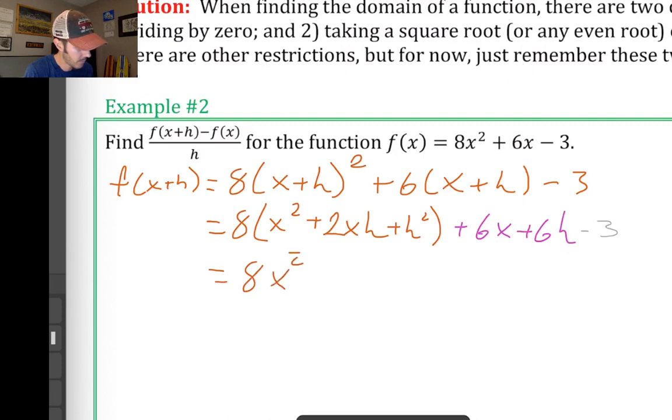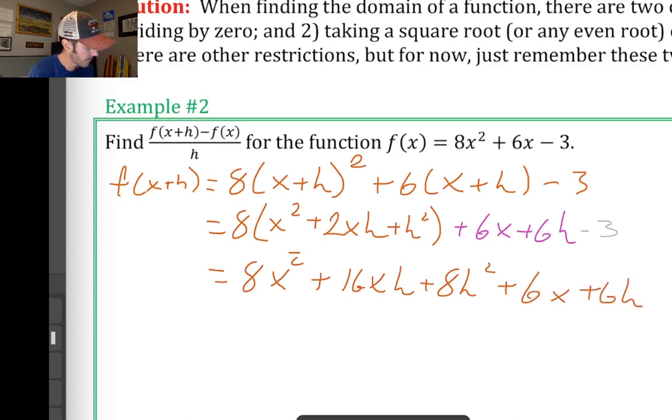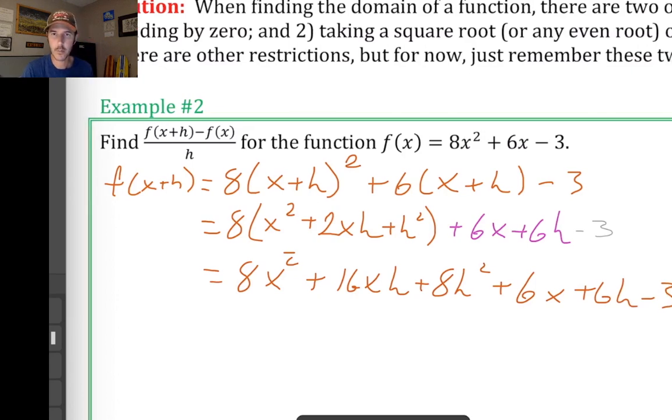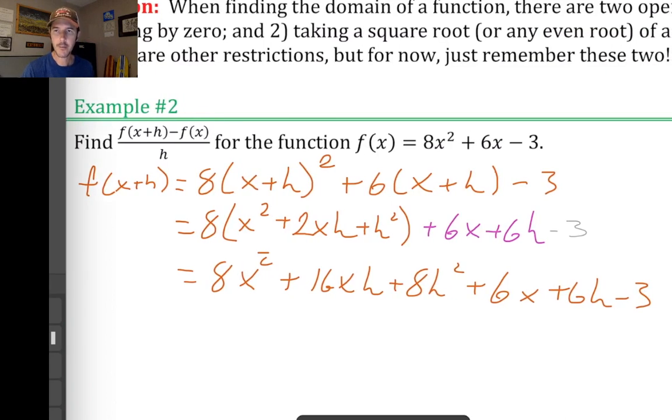8x squared plus 16xh plus 8h squared, and then all these remaining terms, nothing to do with those, so I'm just copying them down. And can I combine like terms? I'm looking. I can't even combine any like terms. Amazing. All right, so that's f of x plus h.